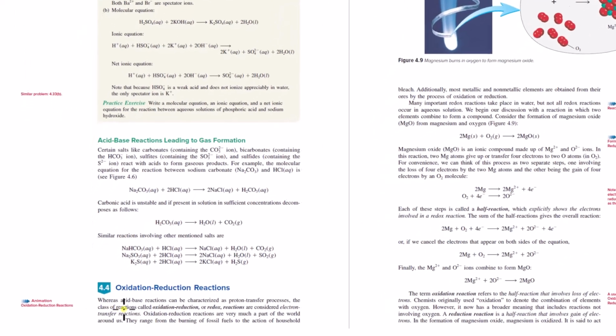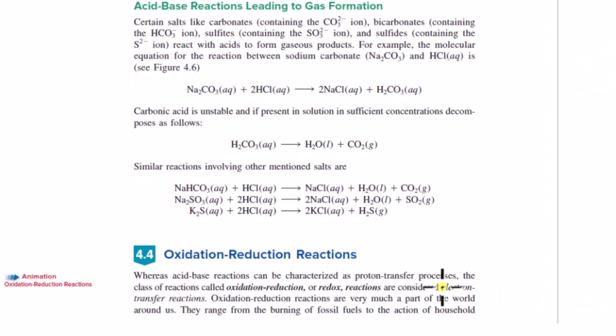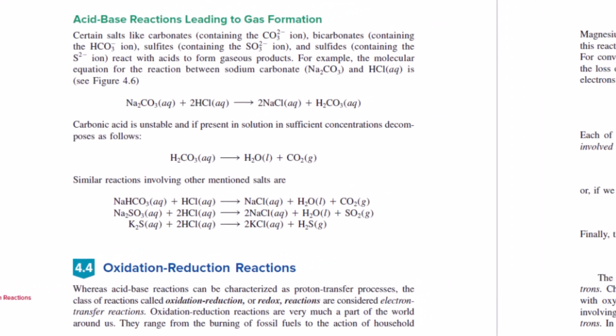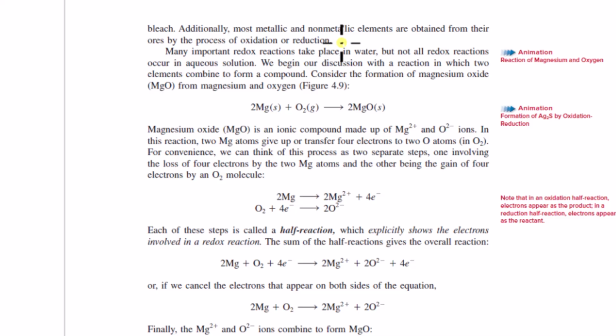Whereas acid-base reactions can be characterized as proton transfer processes, the class of reactions called oxidation-reduction or redox reactions are considered electron transfer reactions. Oxidation-reduction reactions are very much a part of the world around us. They range from the burning of fossil fuels to the action of household bleach. Additionally, most metallic and nonmetallic elements are obtained from their ores by the process of oxidation or reduction.